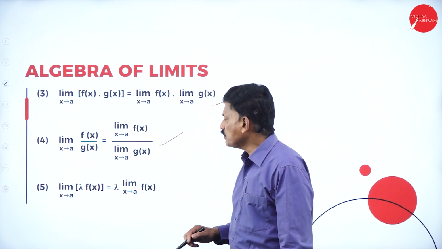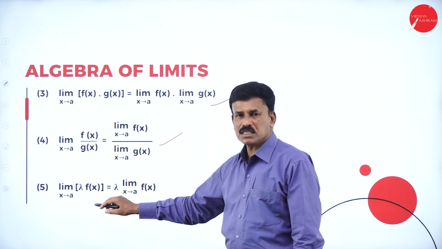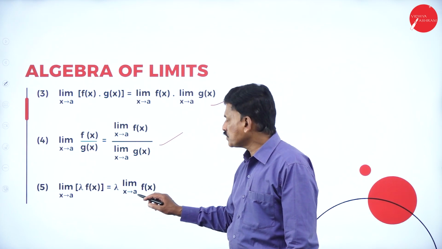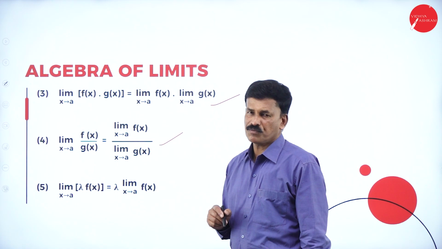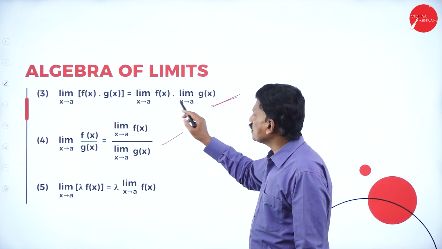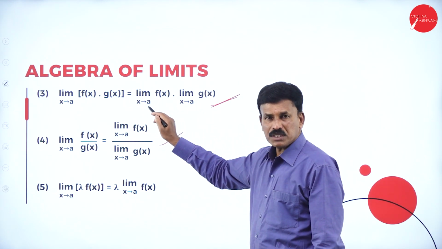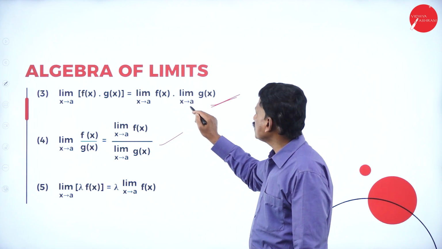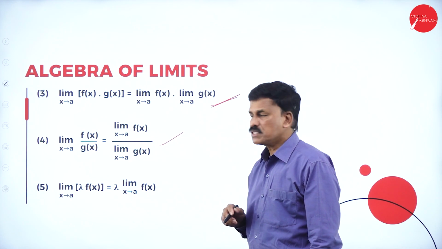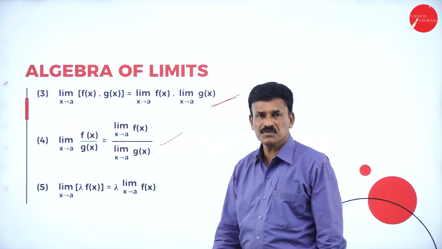Suppose it is limit x tends to a of lambda into f(x), where lambda is a constant. Just keep lambda, the constant, outside and apply the limit for the function, limit x tends to a of f(x). So if it is a product, just apply the limit for both functions: limit of f(x) into g(x) is equal to limit of f(x) into limit of g(x), and limit of f(x) by g(x) is equal to limit of f(x) by limit of g(x).